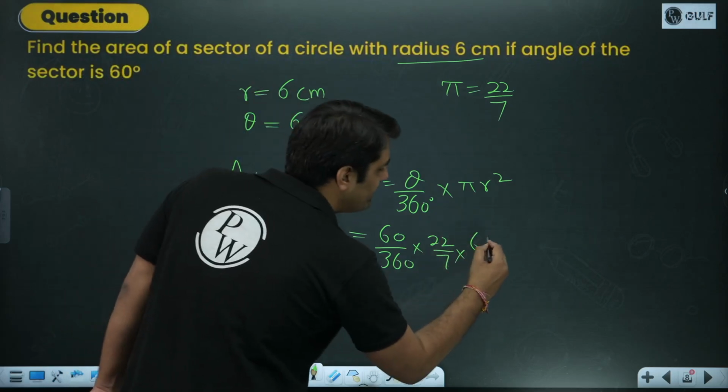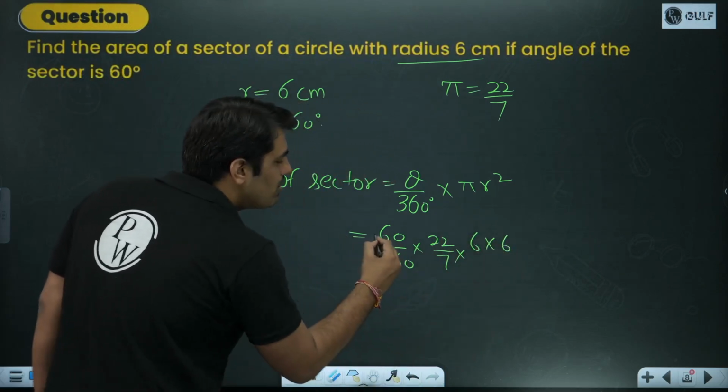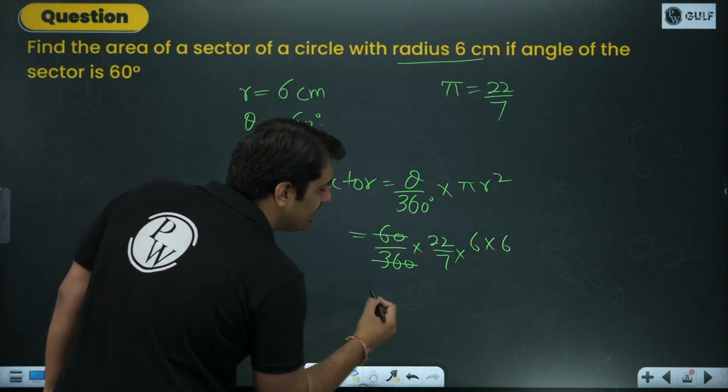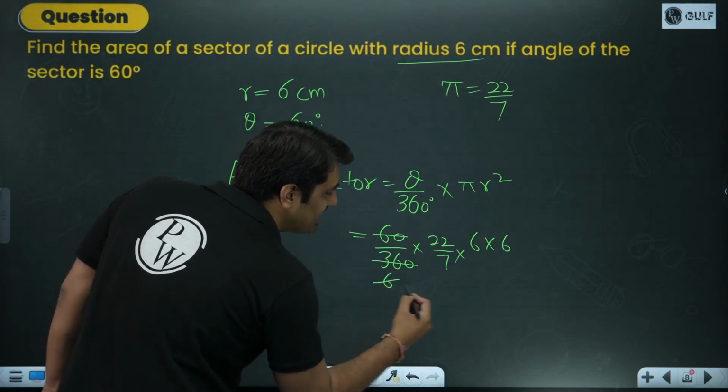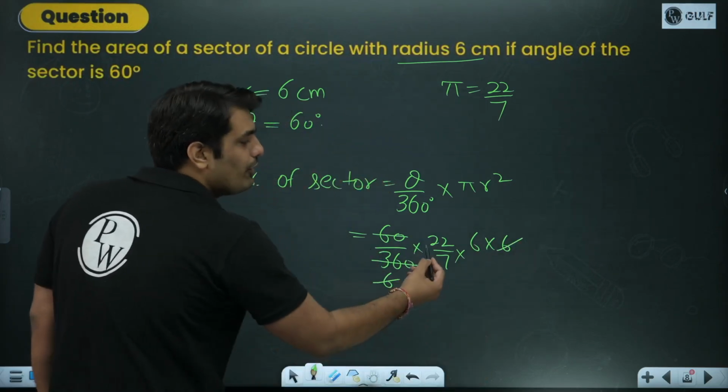So 6 into 6. Over here, this term will be cancelling out with 360 degree. How many times? 6 times, and 6 will be cancelling. 6 over here. We are left with 22 into 6.